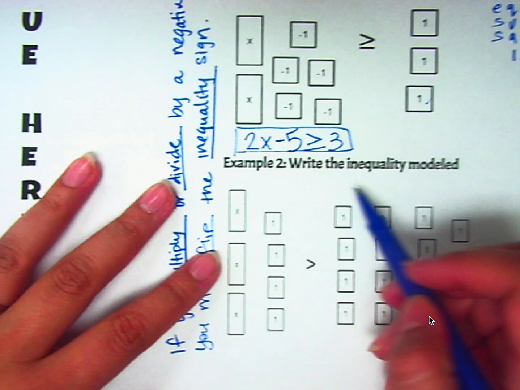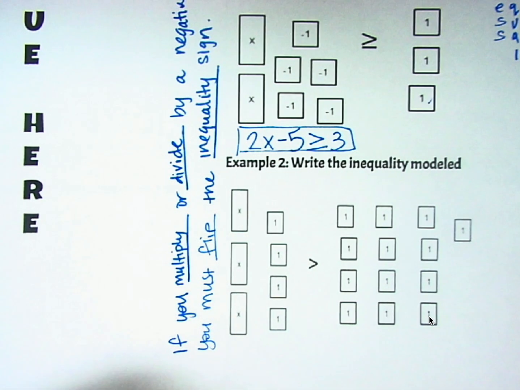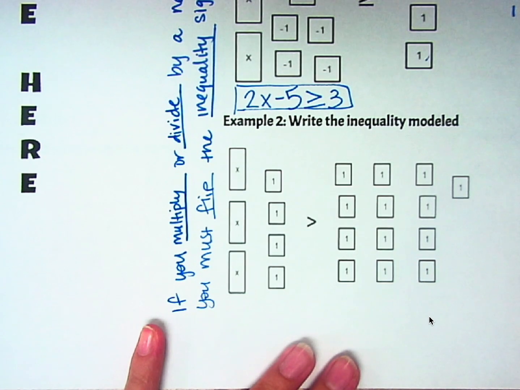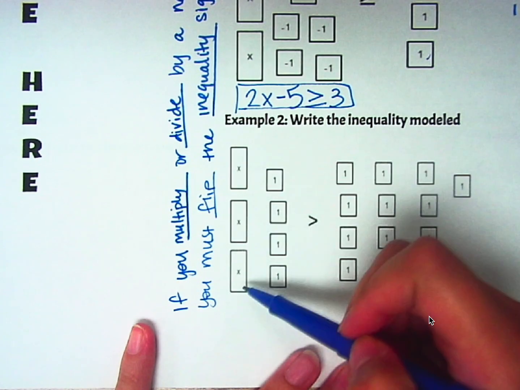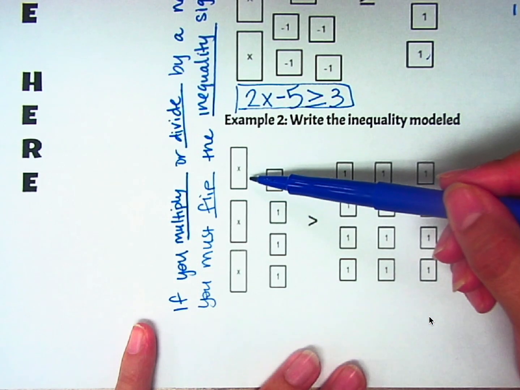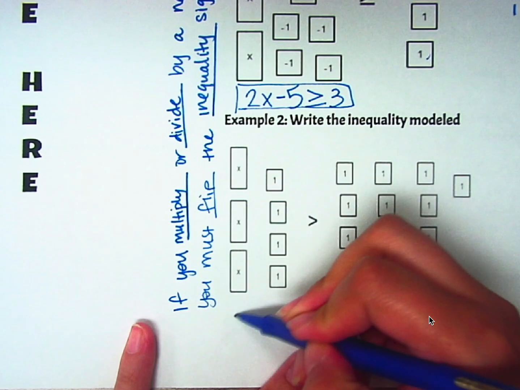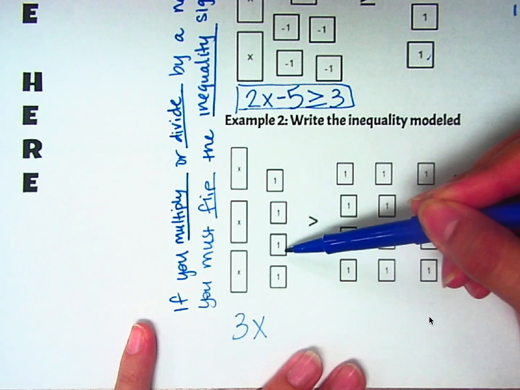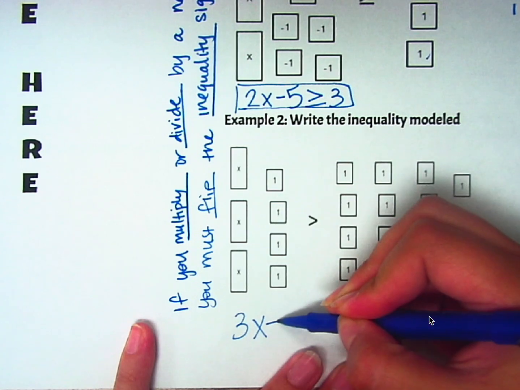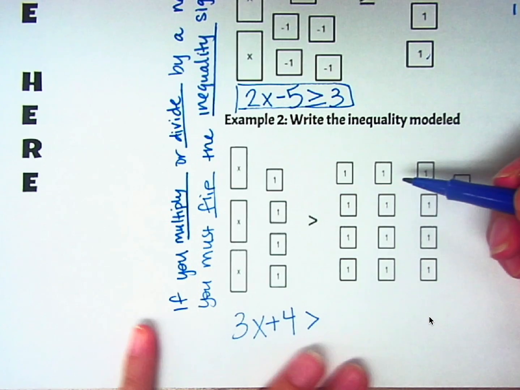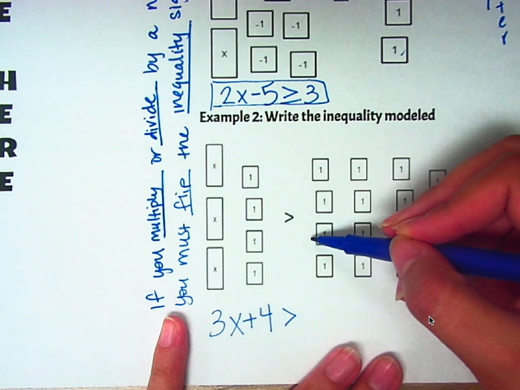Example 2 says write the inequality modeled. I want you to pause the video and see if you can figure that out real quick. And then I will go ahead and do it. So we have a picture, we got to make an inequality. How many x's do we have? We have 1, 2, 3. So we're going to write 3x. Our little ones right here, 1, 2, 3, 4. We know that those are positive ones, so it's going to be +4. You're going to write your symbol here. That is the greater than symbol.